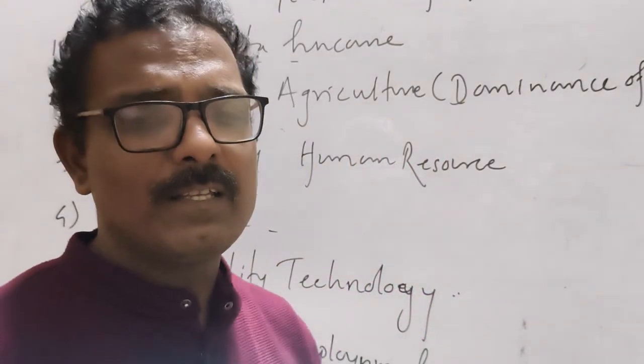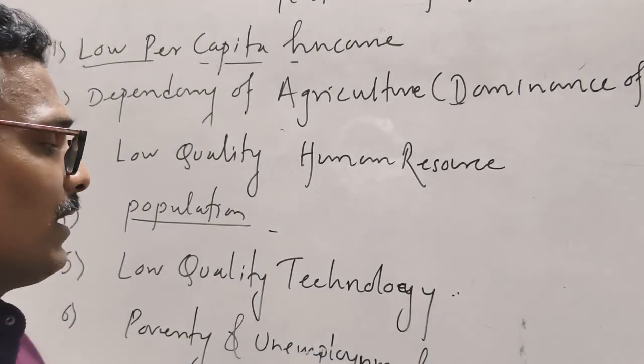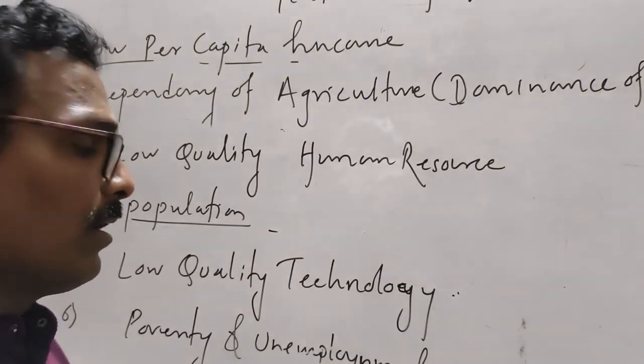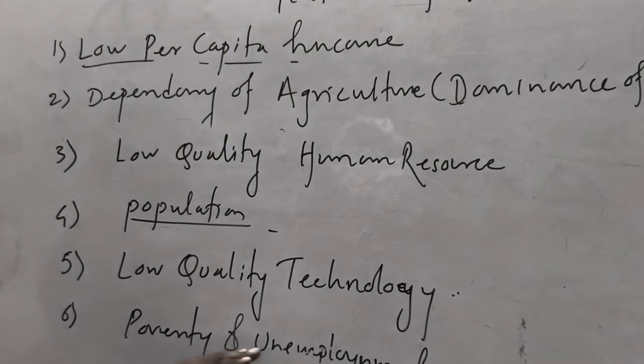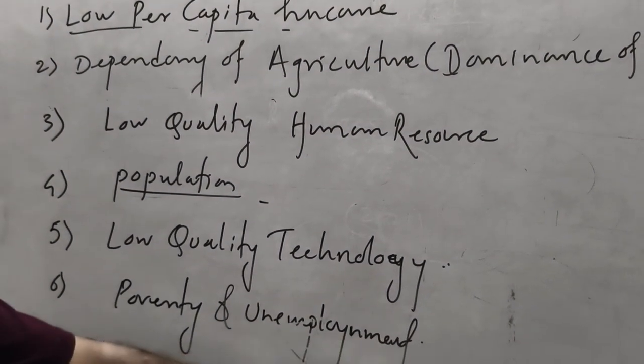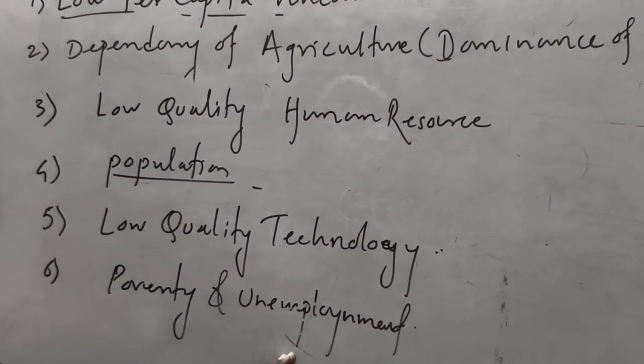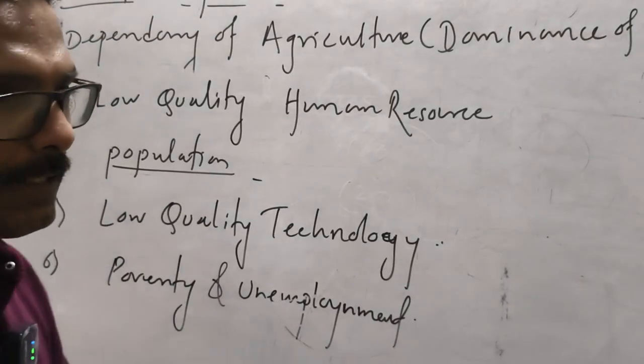And why is there a correlation between poverty and unemployment? Why are people poor? What kind of correlation exists? Why are people poor? Because they are unemployed. So unemployment leads to poverty, and this is the reality.